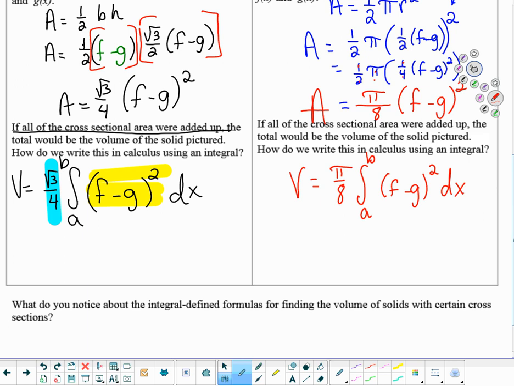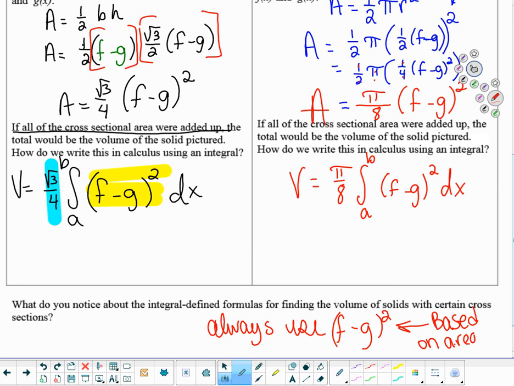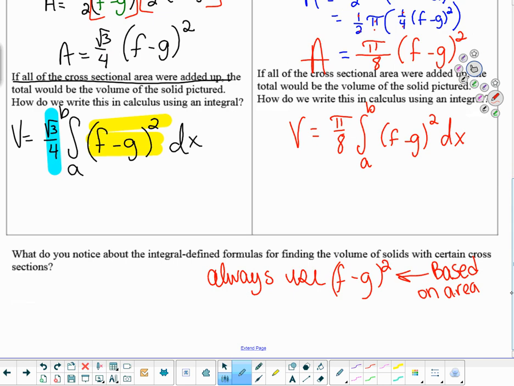What do you notice about the integral defined formulas for finding volumes of solids with certain cross sections? That we always utilize f minus g quantity squared. So in fact, it's really based on the area of a square cross section, isn't it? And then those coefficients just tell us what part of that cross section we have. So based on area of a square cross-sectional piece.